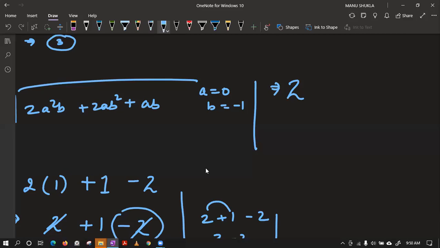Sir, why to replace them? Ashmit, the reason for replacing is that in the question they are telling us to find the value of the expression. How will you find the value of the expression? For that, you need to know the value of the variable also. That is why they are giving you the value.